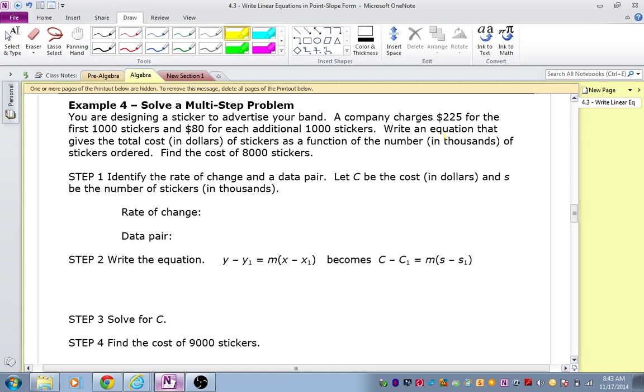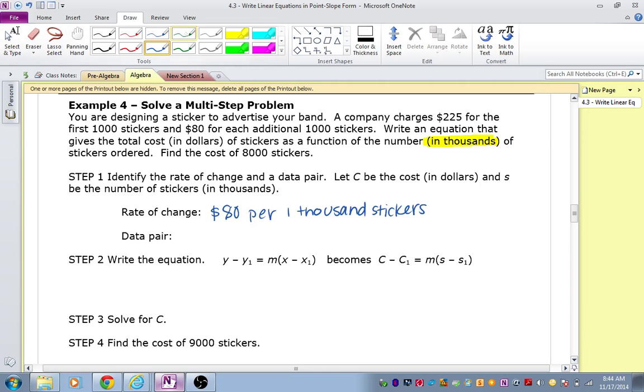So it's good to note that we're talking about the number of stickers in thousands. Okay, so if we're talking about 8,000 stickers, we're really just going to say 8. So step 1 says identify the rate of change and a data pair. So we're going to say let C be the cost in dollars and S be the number of stickers in thousands. Our rate of change, after that additional, is going to be $80 per 1,000 stickers. That's how much it's going to increase by each additional time.